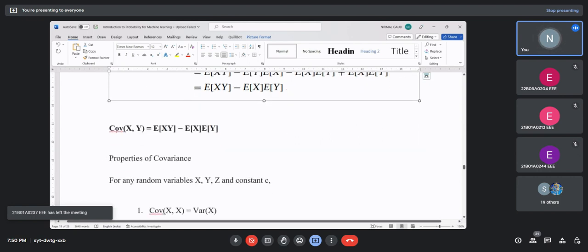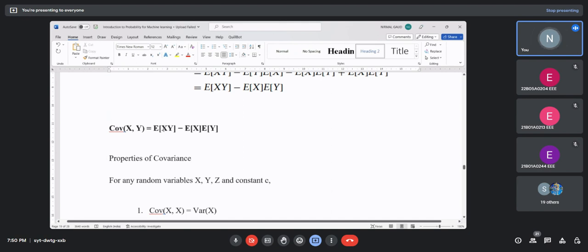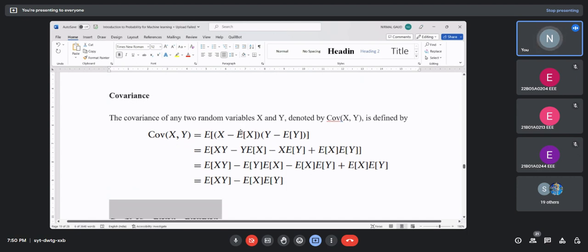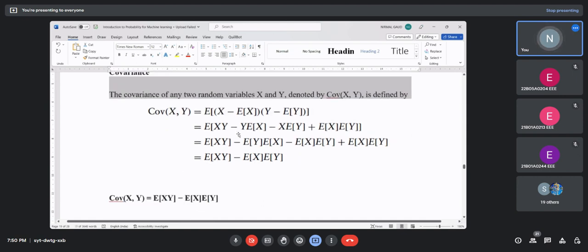Okay, so the covariance of x and y is E[x·y], that is the expectation of x into y, minus expectation of x into expectation of y. That is the covariance of x and y. It's a very important term, covariance. Variance and covariance both are very important terms. Covariance of the two random variables x and y is defined over this thing. You need to remember these things.